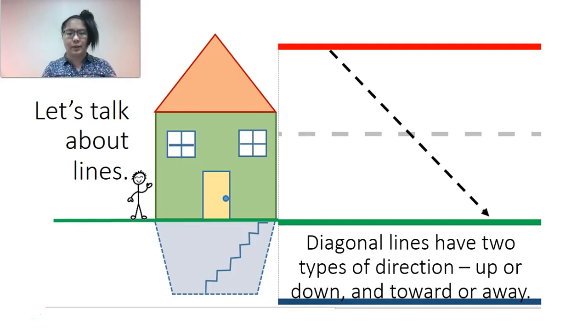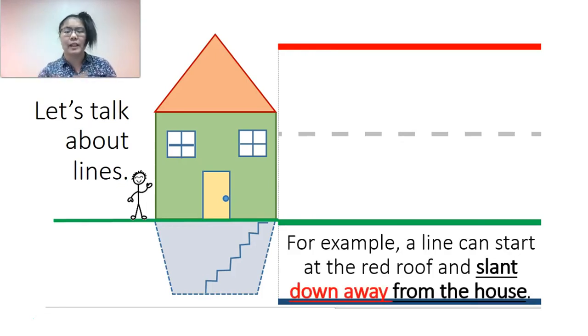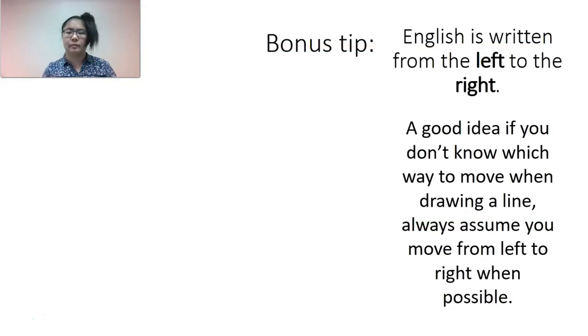So, for example, this first line starts at the red roof and slants down away from the house until it touches or hits the green ground. Good. So, for example, a line can start at the red roof and slant down away from the house. There we go.